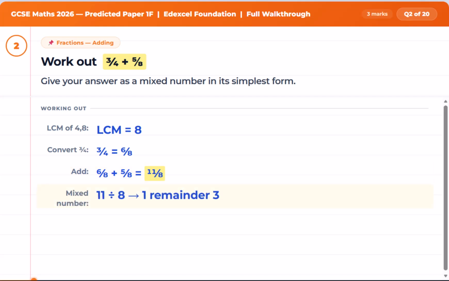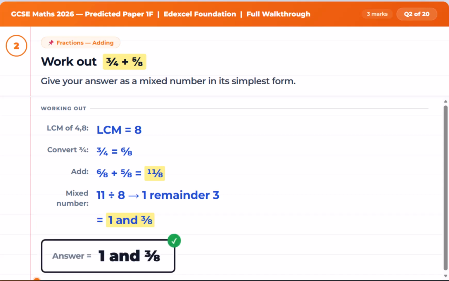Convert to a mixed number. 11 divided by 8 is 1 remainder 3. So the answer is 1 3/8. Already in simplest form since 3 and 8 share no common factors. The answer is 1 3/8.